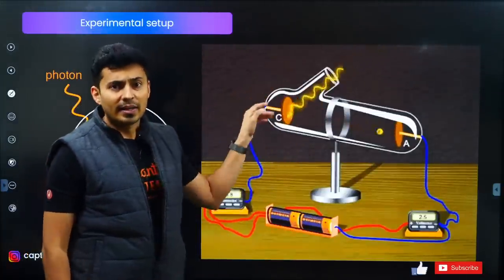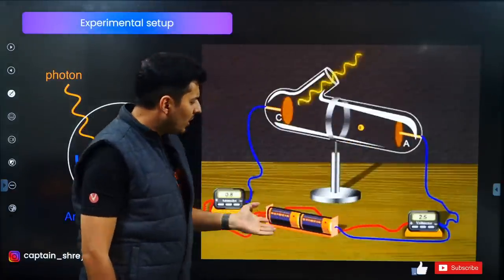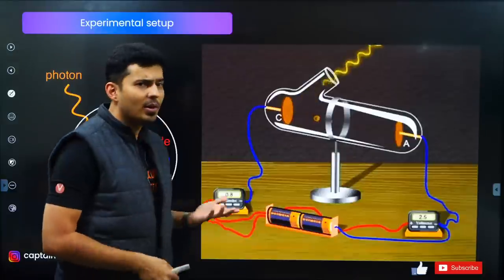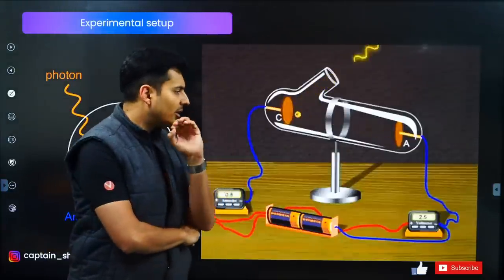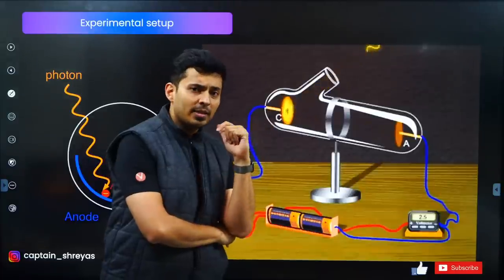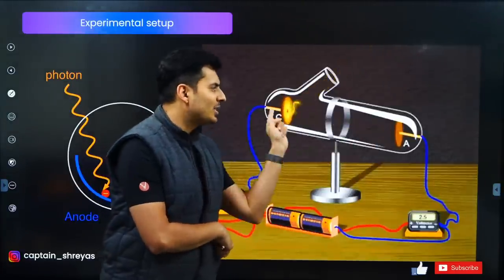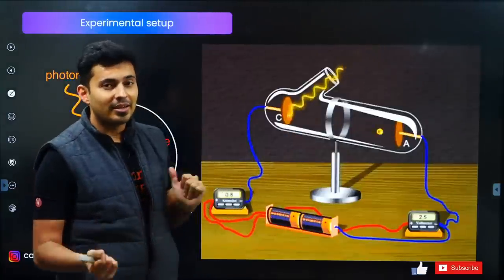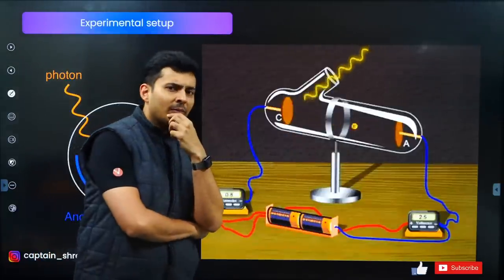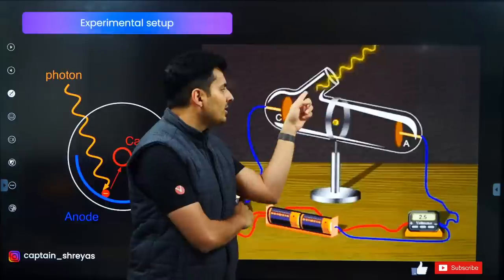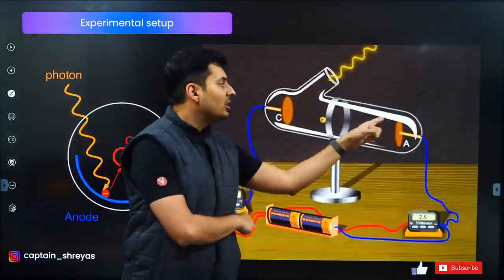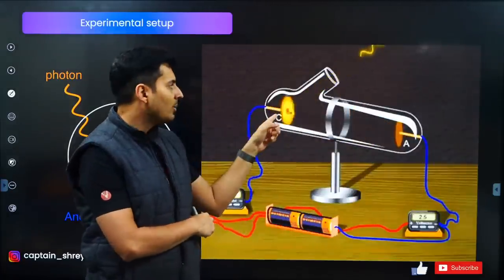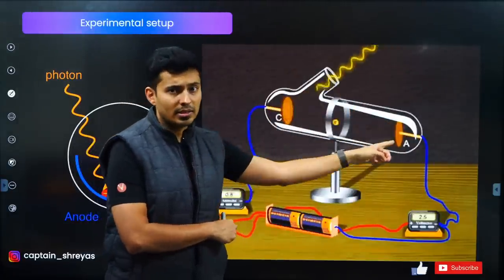Why this window? So that light can fall. Okay. Why this circuit? What is all this nonsense? Battery. Oh my God. Voltmeter, ammeter. So many things are there. Why all this? Okay. One by one. What will the job of the voltmeter be? To see what is the voltage which is created between these two terminals. It will measure the voltage and we'll see some interesting things. What is the job of the ammeter? Achha, these electrons which are ejected out, the photoelectrons, they will be collected over here at the collector. This will be the emitter, this will be the collector.